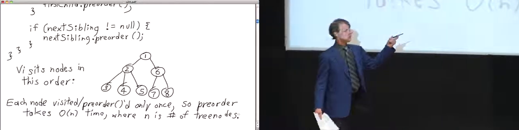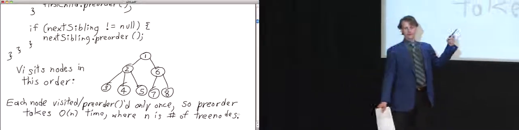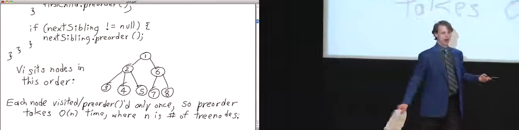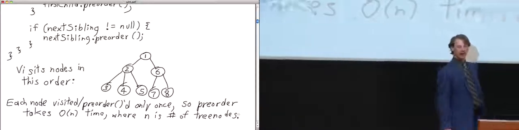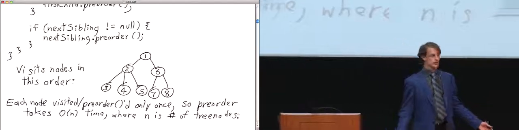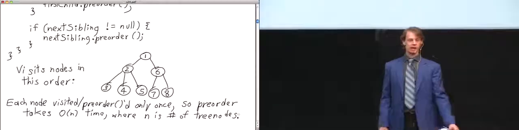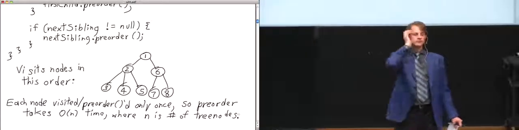And by the way, not only is the worst case time order n, but the best case time is omega of n as well, because you always do visit every node once, and that's going to take order n time no matter what. Question?